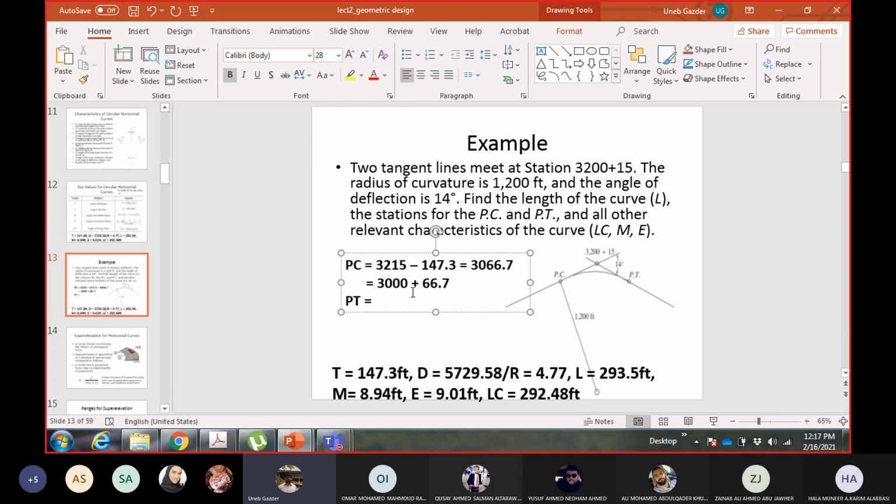So how do I calculate PT? The station of PI plus the tangent. Okay. Now this can be done, but there's a problem. The problem is that you are saying PI is in the middle, which is not the case.